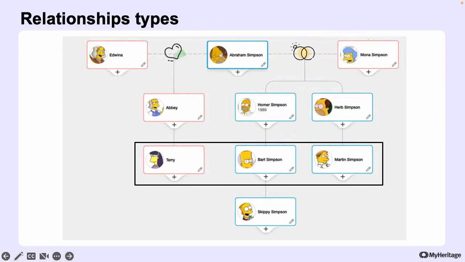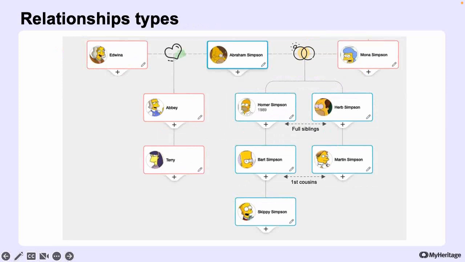Now that was easy, but let's look one generation down at the children of Abby, Homer, and Herb. Abby had Terry, Homer had Bart, and Herb had Martin. Homer and Herb are full siblings, which means that Bart and Martin are first cousins, aka full first cousins. Why is that? Because they share two common ancestors. Bart and Martin share Abraham and Mona as their grandparents, as a couple.